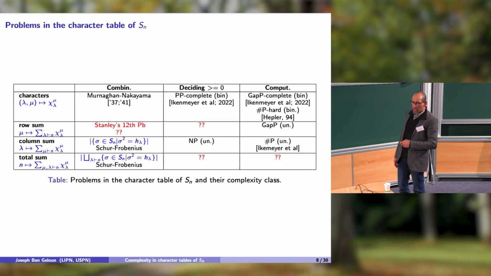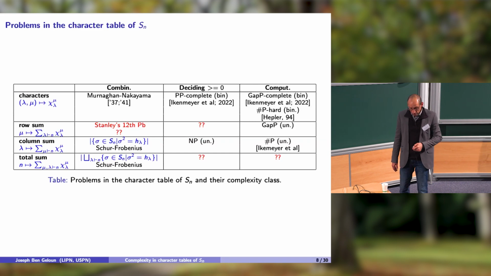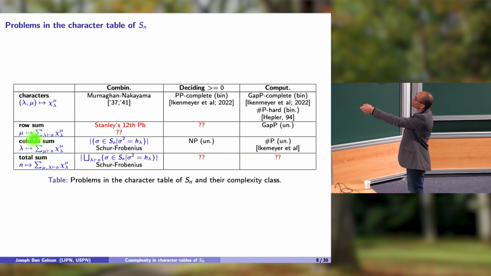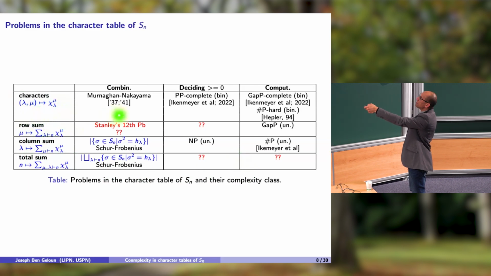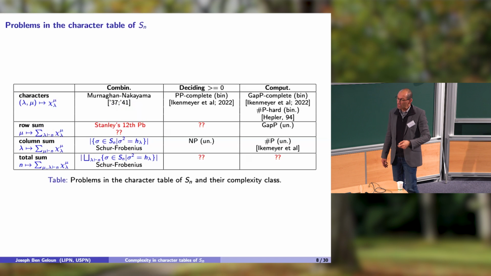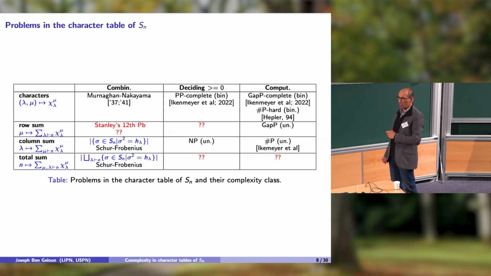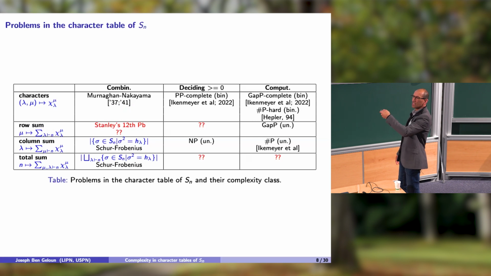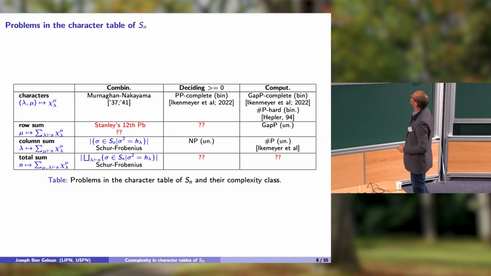So this is the state of the art about the character table of the symmetric group. Computing the characters by themselves, if I give you two partitions to compute a single character, if you look for a combinatorial rule to compute them, this is known since a long time ago. This is the Murnaghan-Nakayama rule, in 1937, and then rediscovered by Nakayama independently in 41.